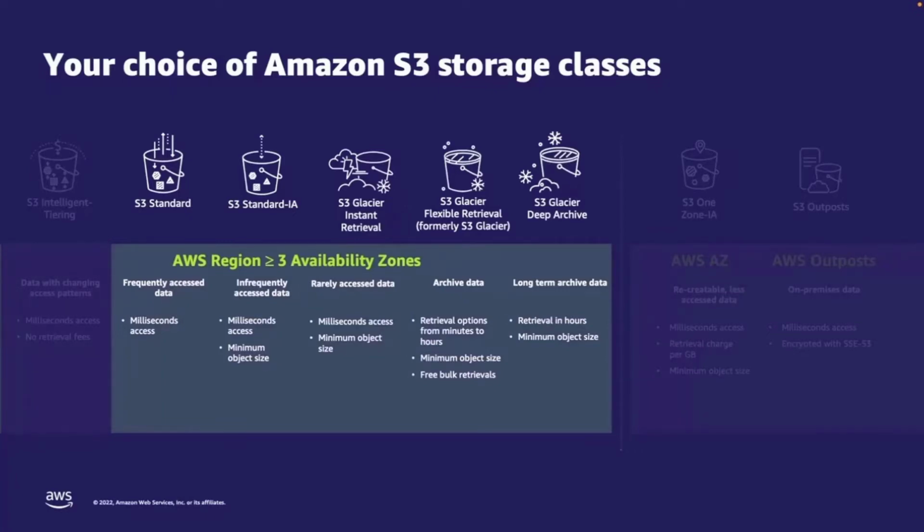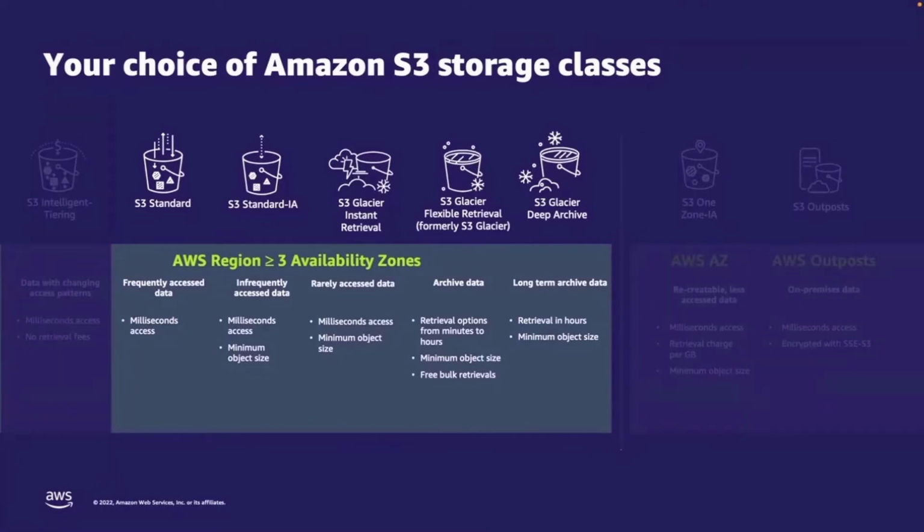S3 Standard infrequent access and the storage classes to follow are really designed for less frequently accessed workloads where your cost to store data decreases, but the cost to access your data moderately increases. S3 Standard infrequent access is the ideal storage class for data that is accessed once every month or two. S3 Glacier Instant Retrieval is the ideal storage class for data that is accessed once a quarter.